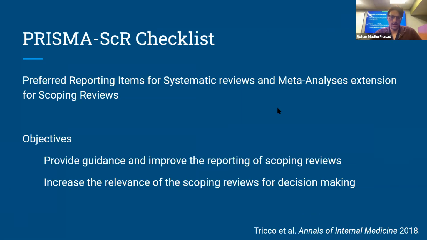So the PRISMA-ScR checklist. Now it stands for Preferred Reporting Items for Systematic Reviews and Meta-Analyses Extension for Scoping Reviews. The objectives of this checklist, and I'll show you what the checklist is, it's to provide guidance and improve the reporting of the scoping reviews. So it shows you how to do it if you're just starting off on doing a meta-analysis. It increases the relevance of the scoping reviews for decision-making.